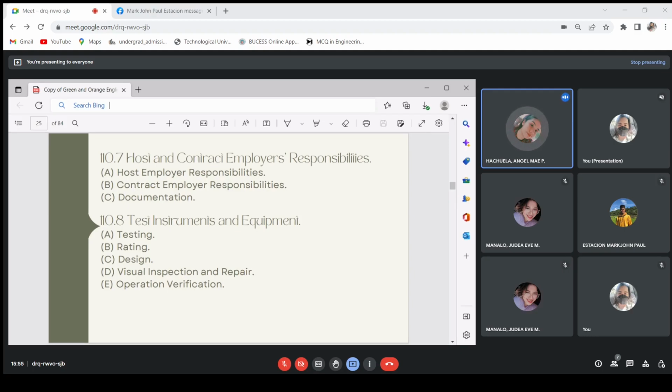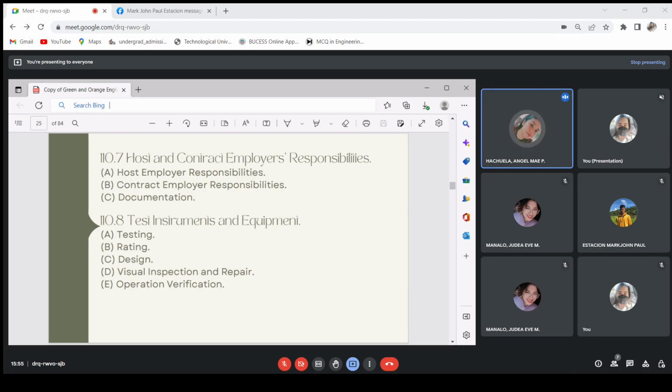Letter C is the documentation, where the host employer has knowledge of hazards covered by this standard that are related to the contract employer's work. There shall be a documented meeting between the host employer and the contract employer.